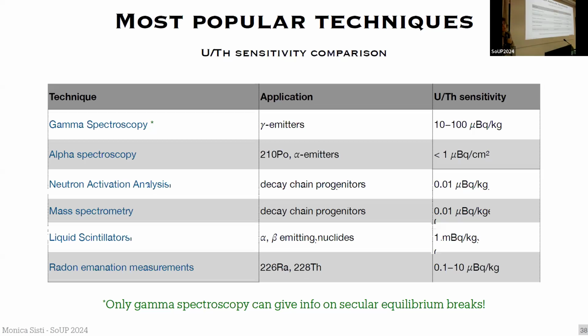So if you want to have information on the bulk of the material, you have to use radiation that travels in the material and gets out, like gamma emitters. So alpha spectroscopy is good for the surface of the materials. Neutron activation analysis and mass spectrometry are techniques that assess information on the bulk of the material.